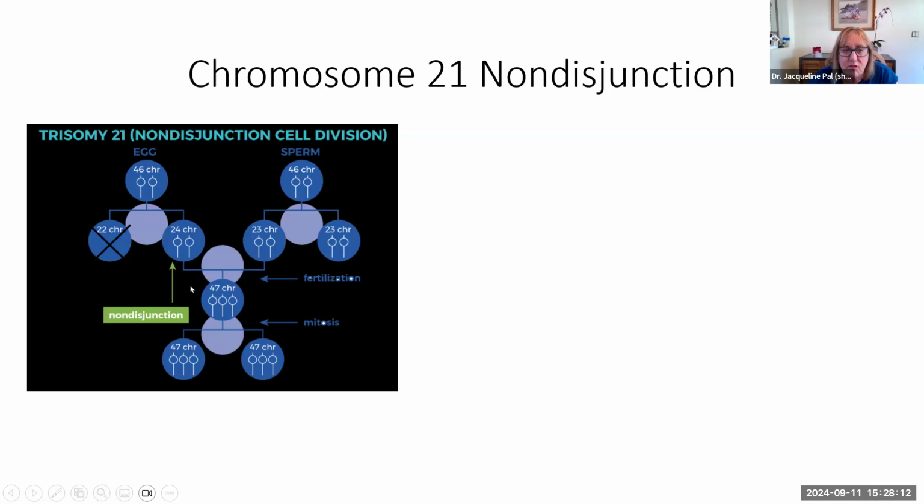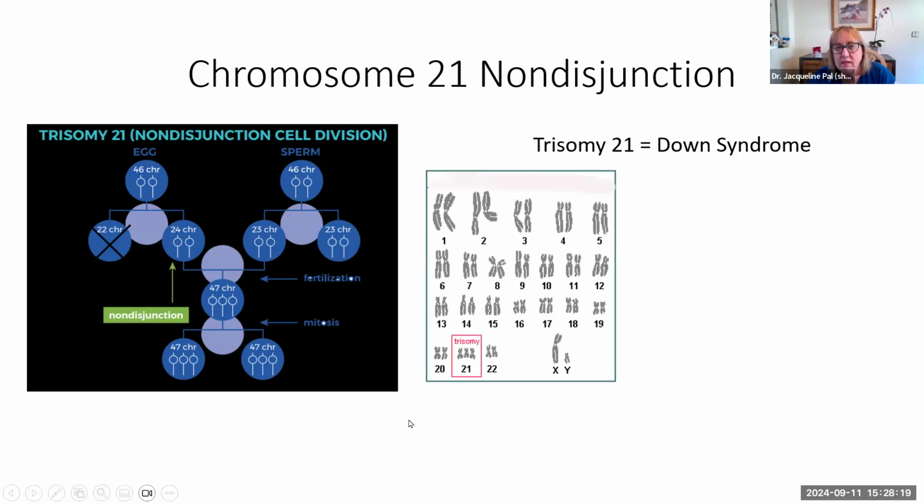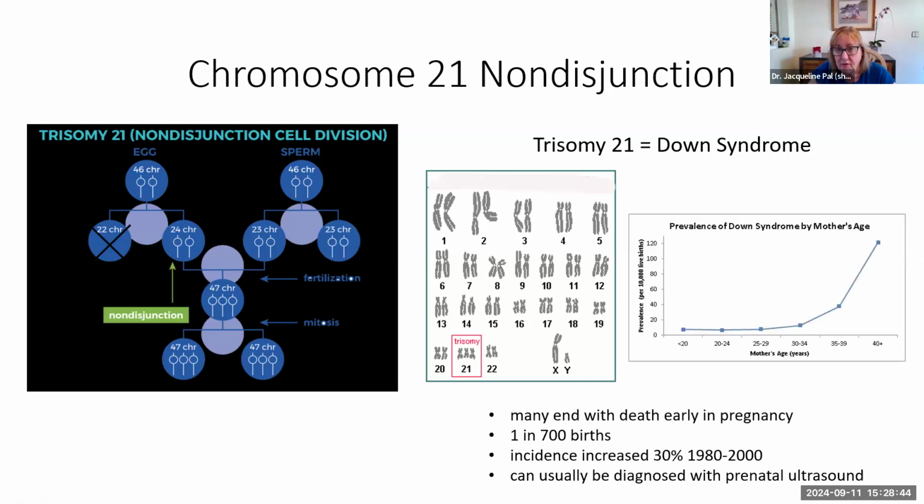Okay. And so every time that cell undergoes mitosis, all that baby's cells are going to have 47 chromosomes. And so if we do a karyotype of that baby's cells, what we see are 3 copies of chromosome 21. This happens to be a girl because you see an X and an X chromosome. And trisomy 21 is Down syndrome, and this is the most common non-disjunction that is compatible with life.